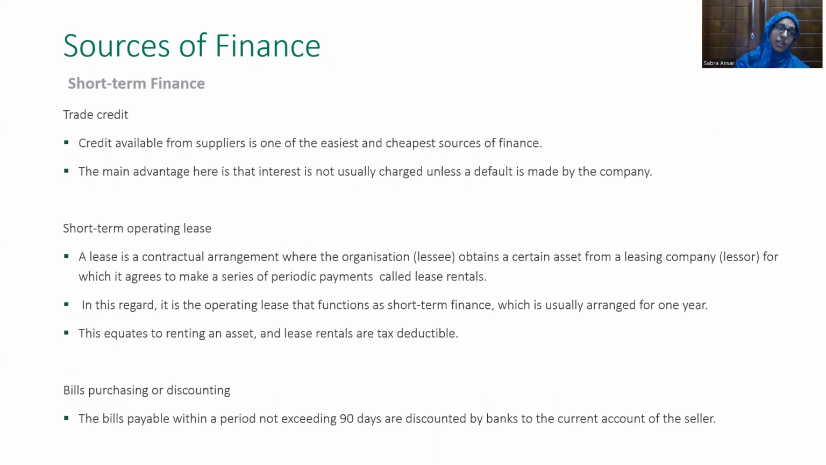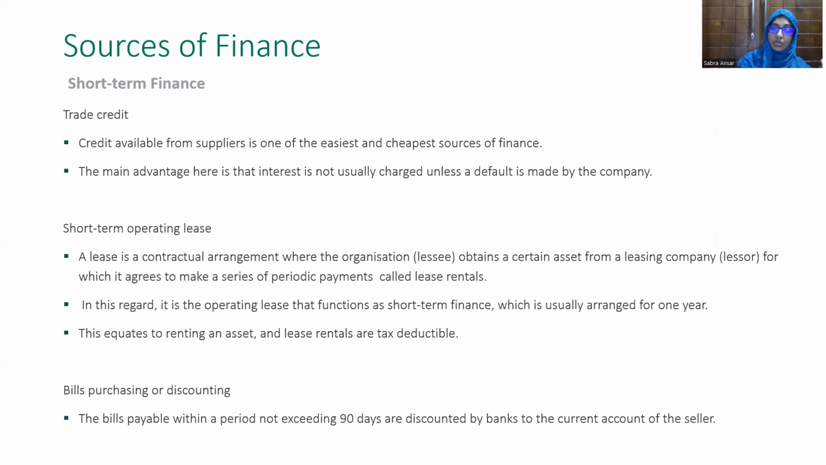Trade credit is credit from suppliers, which can be considered one of the easier and cheaper sources of finance. The main advantage is that it is not usually charged unless a default is made by the company. There could also be a short-term operating lease, where the lease is a contractual obligation, however for a short period of time. An operating lease that functions as short-term finance is usually arranged within one year and equates to rent on an asset, or lease rentals, which are tax deductible.